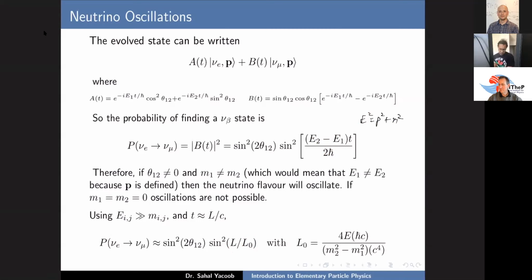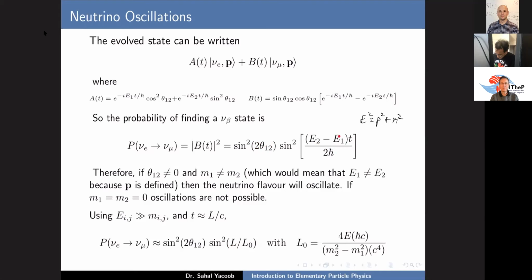So I guess mathematically, we could still say at this level, if the masses were the same, then we could still get some oscillation due to theta 1, 2, but it wouldn't change with distance. It wouldn't matter what distance we were looking at them over. So that's most of your question answered.